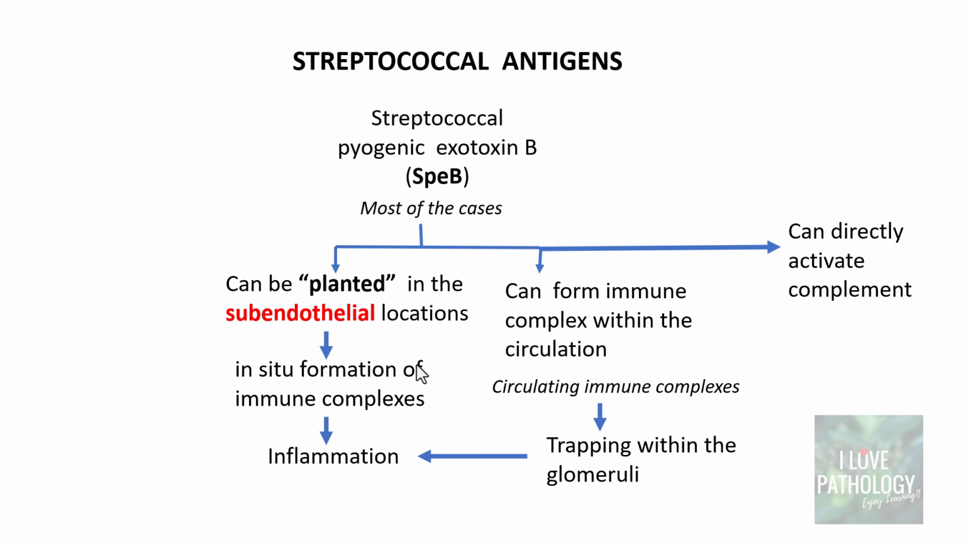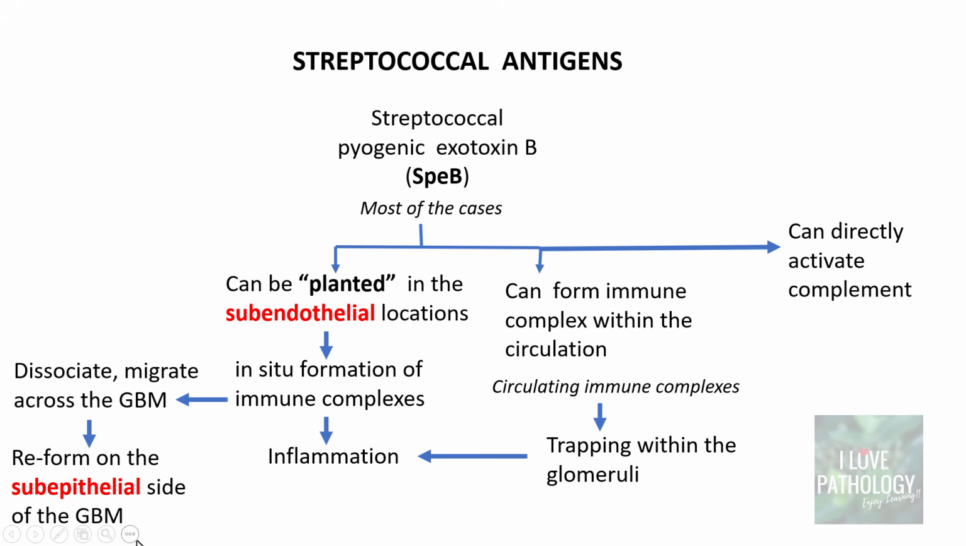The third important way this antigen can act is that it can directly activate complement and then result in inflammation. Once the immune complexes are formed, for some unknown reason, they dissociate and then migrate across the glomerular basement membrane to the subepithelial side. They reform on the subepithelial side of the glomerular basement membrane. So initially, these immune complexes are located in the subendothelial location, and finally, they are located on the subepithelial side of the glomerular basement membrane. That is what you need to understand.